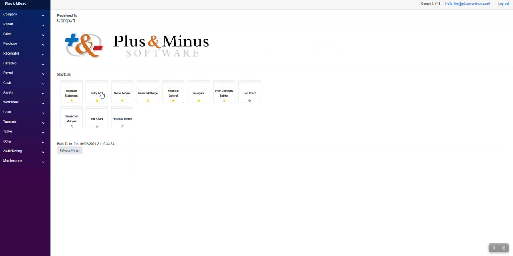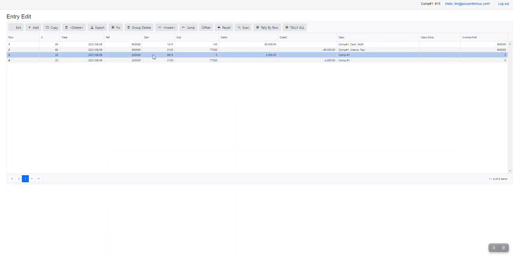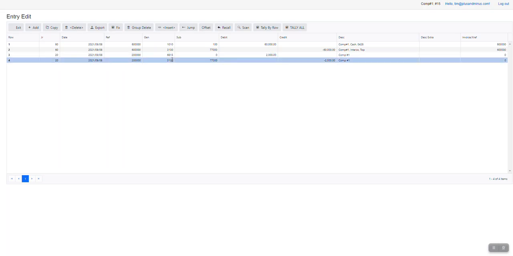We're in company 1's books. Let's take a look at its entry edit. Same thing. Here's journal 20. We were expensing $2,000 to 6815, and then in the intercompany account, this is accounts payable, we'll have a credit to the intercompany account, and this is charged back to the parent, which is 77000.